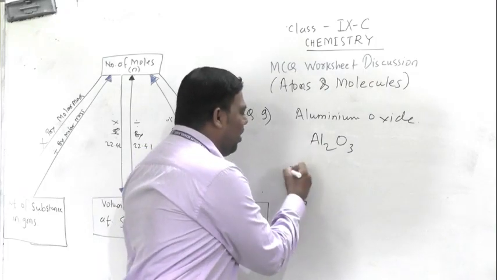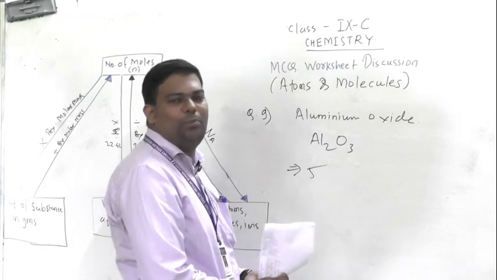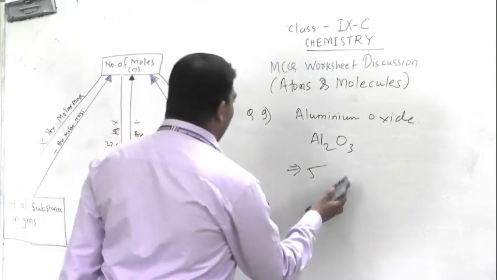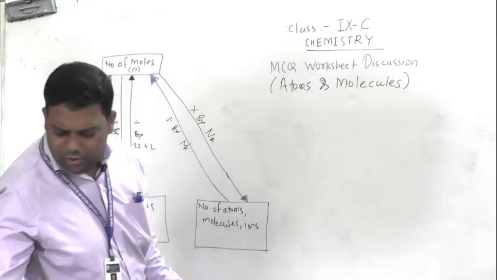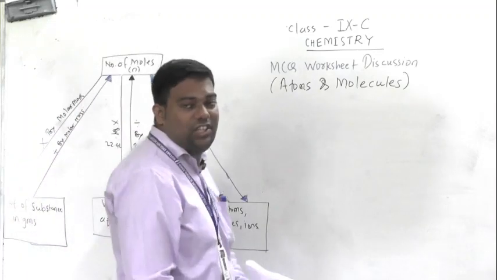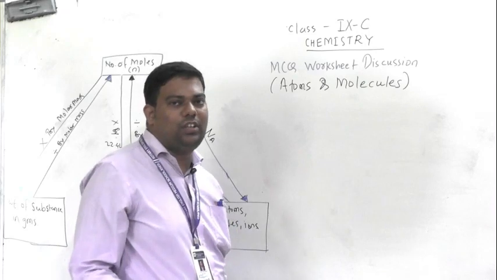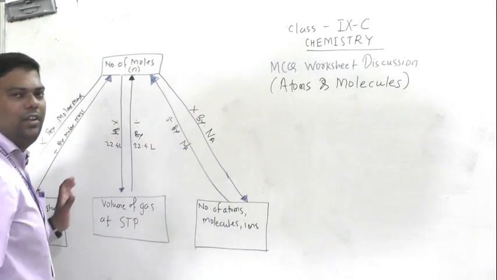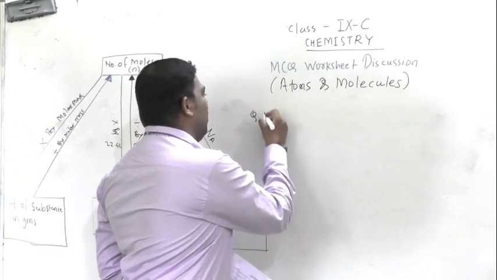Here they want the total number of atoms in a molecule only. So 3 plus 2, how much total? 5. So you will get the answer. So question 9 option is C. Understood? So we will discuss our question number 10. There is a variety of questions in your worksheet, easy also, somewhat challenging also. But all are easy if you know this chart very well, then you can solve. So see question number 10.